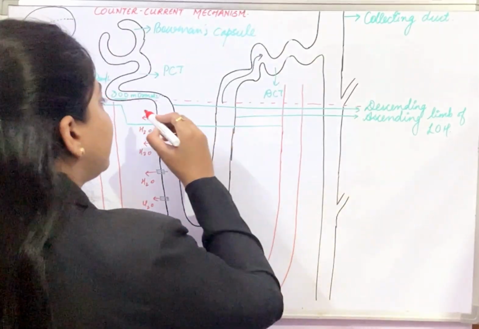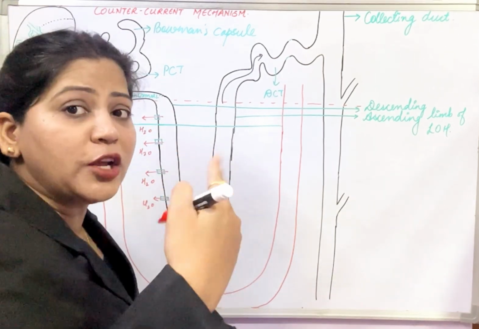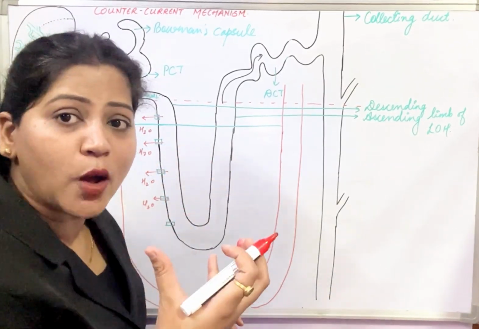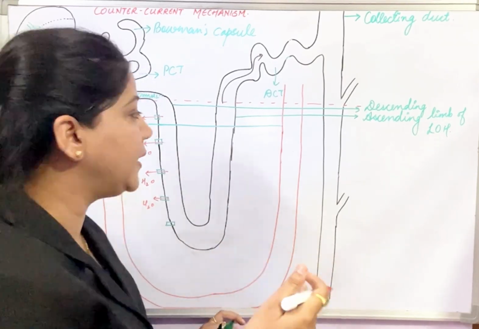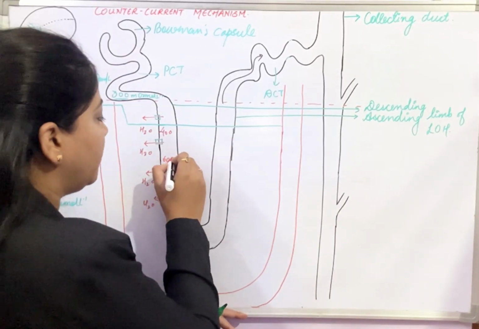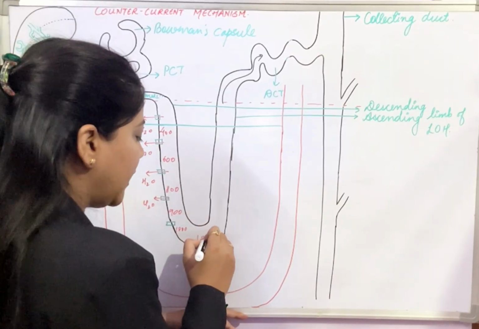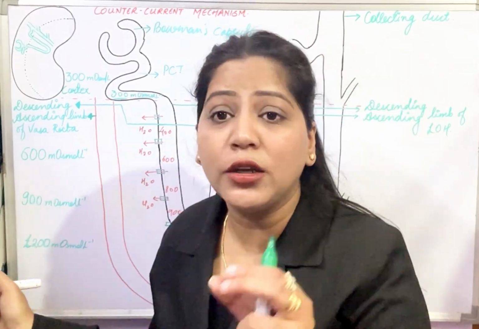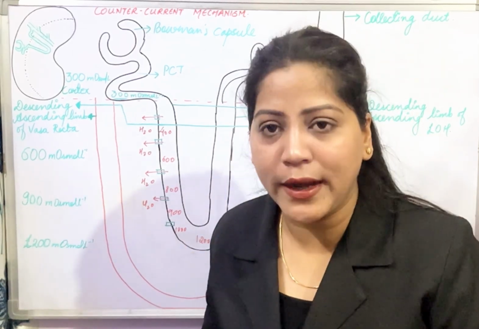What is important here is that as you move down in the descending limb and water moves out, the concentration of the filtrate changes. As water moves out, the solute concentration increases in the filtrate, thus changing the osmolarity. As it moves down, the osmolarity goes to approximately 400, then 600, 800, 900, 1000, and finally becomes similar to the osmolarity of the interstitial fluid, 1200 milliosmol per liter, at the base of the loop of Henle.